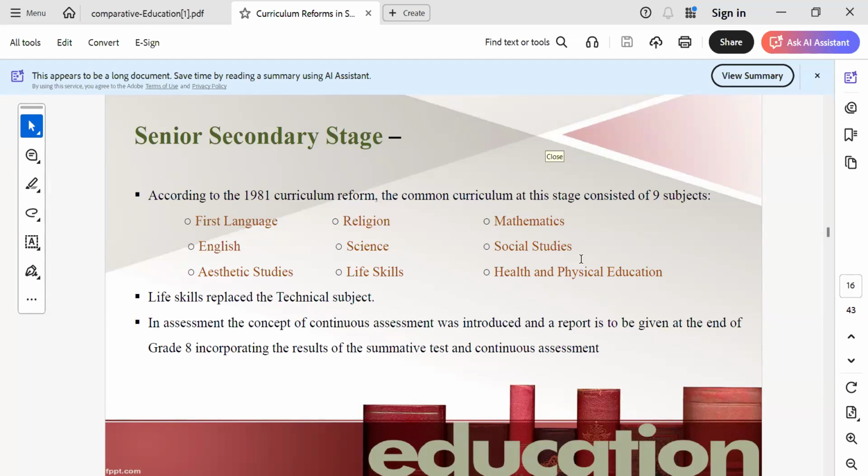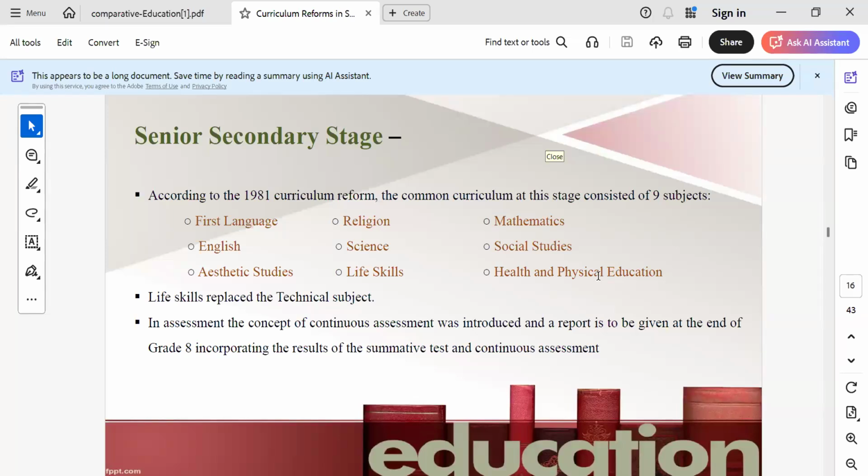In assessment, the concept of continuous assessment was introduced, and a report is to be given at the end of grade 8, incorporating the results of the summative test and continuous assessment. So they are introducing continuous assessment in 1981, right? Worldwide, the trend is continuous assessment, because our aim is not to fail the student. We have to check the intelligence of the student according to the potential of that child, right?